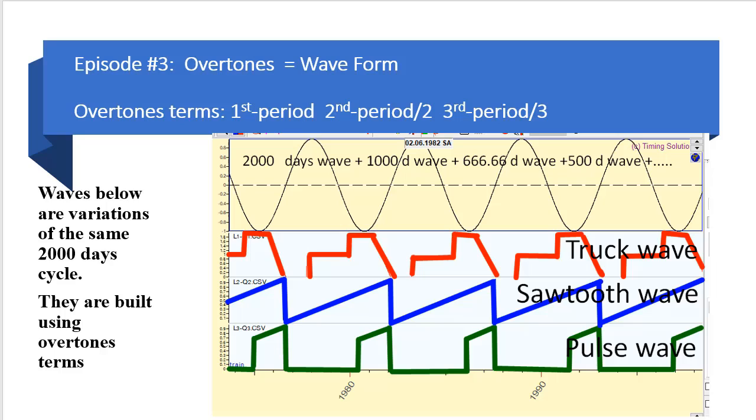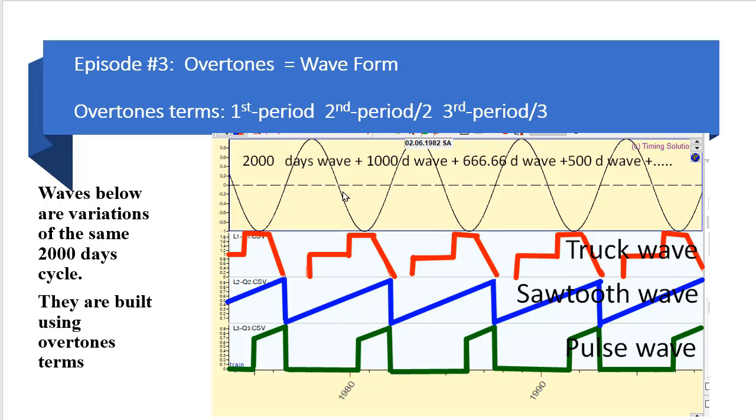In this episode, I would like to explain a very confusing question. It's the waveform. And you see, I put the equal sign between waveform and overtones. I will explain why. Look at these four charts. You see these four waveforms. All these waveforms have the same period, 2000 days.